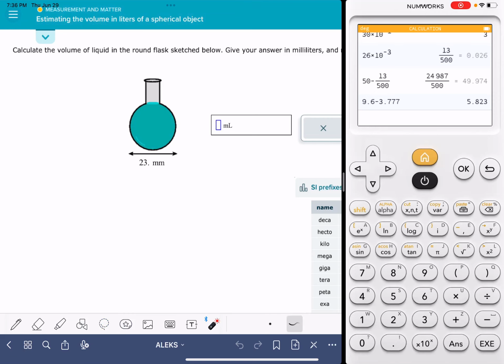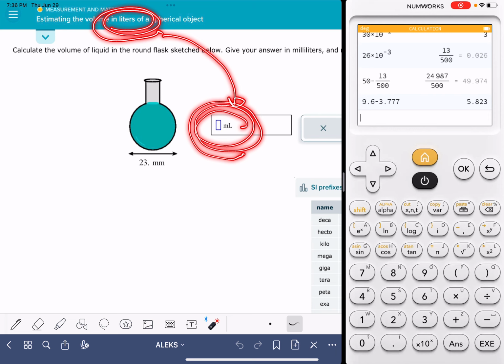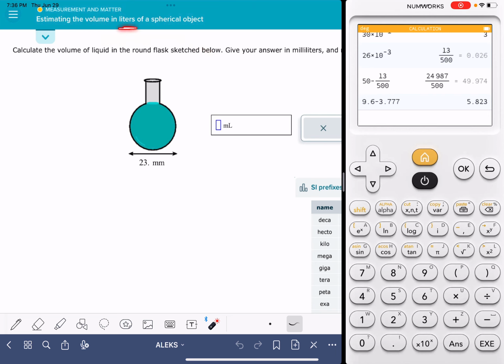In this video, I'll show you how to solve the ALEKS problem called Estimating the Volume in Liters of a Spherical Object. The title of this problem is a little bit of a lie. It's saying that you're going to be calculating or estimating the volume in liters, but check it out. This problem is asking me to estimate the volume in milliliters. So don't take this literally.